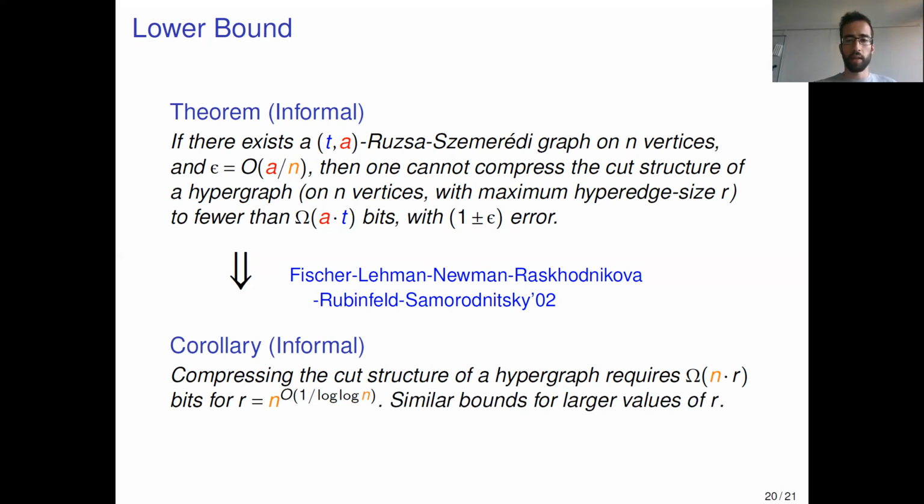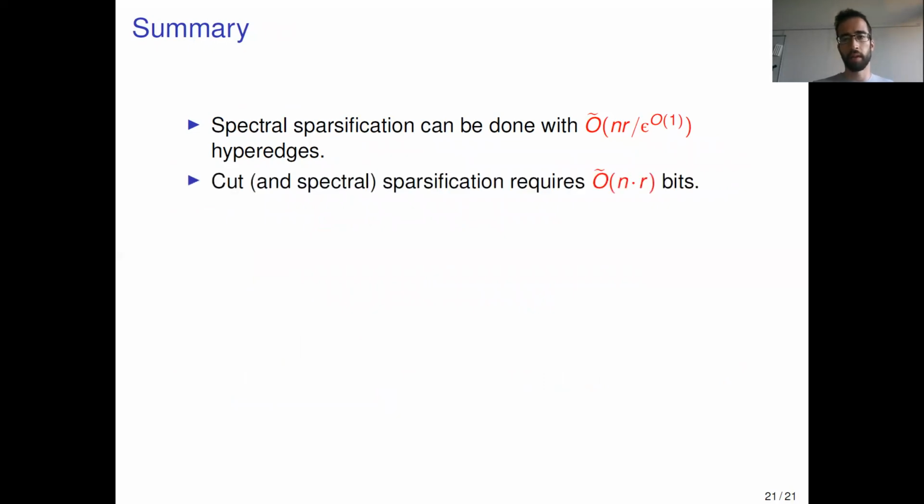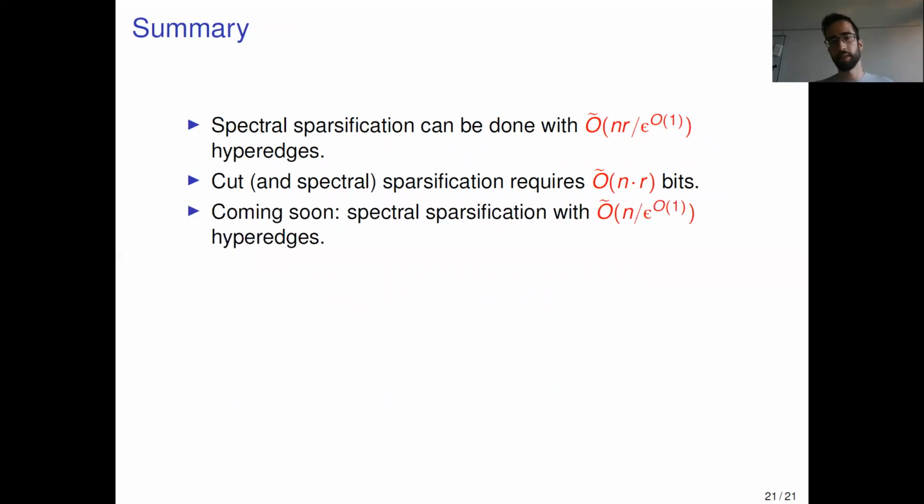So to summarize, we have this construction for order Õ(nr) sized spectral sparsifiers for hypergraphs. We have a lower bound which has a bit complexity of order Õ(nr), even for cut sparsifiers, which is tight. And finally, coming soon, hopefully, we have a new result which will give us a nearly linear size spectral sparsifier.